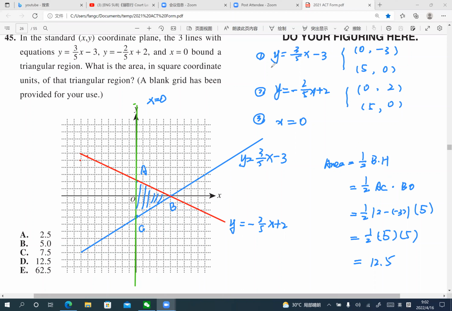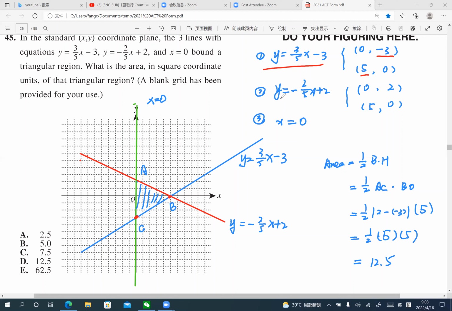So the first equation, the two intercepts: one is -3, one is 5. When x equals 0, y equals -3. When y equals 0, x equals 5. So the 2 points are (0, -3) and (5, 0). I connected the 2 points, and we have our first line. I graph it in blue color.